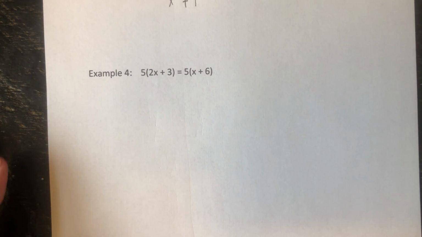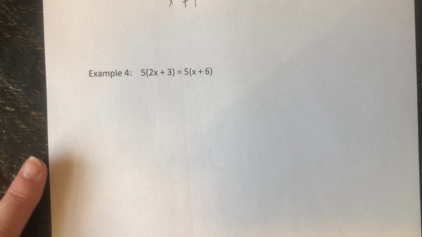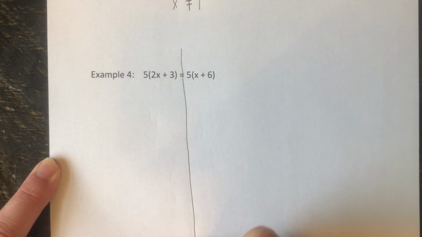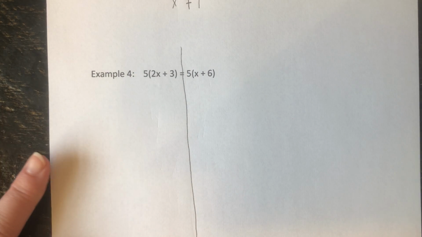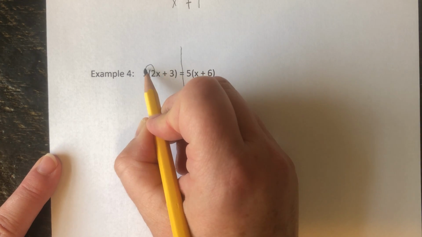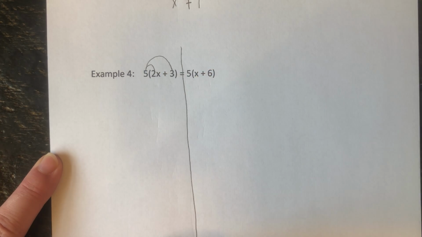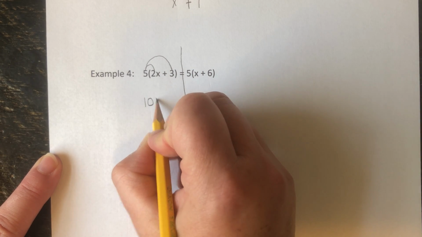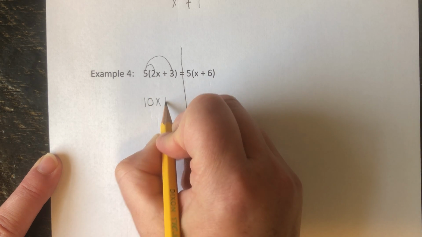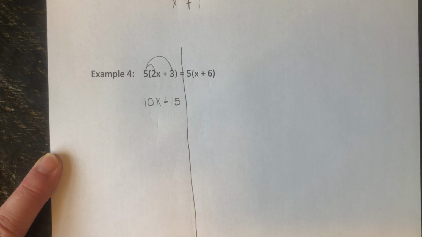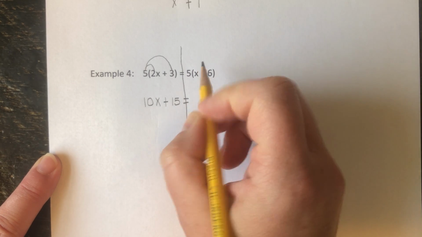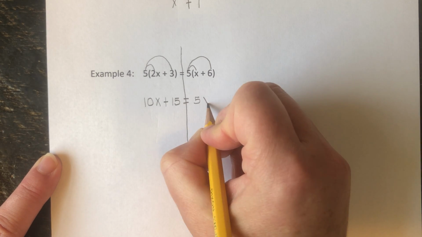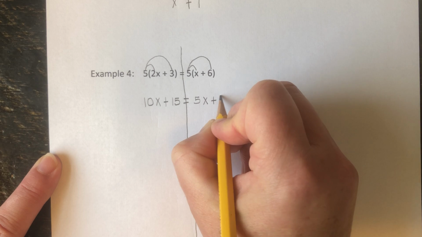All right. 5 times 2x plus 3 equals 5x plus 6. Let's separate the two sides of the equation and use distributive property on each side to simplify. So I have 5 times 2x and 5 times 3. 5 times 2 is 10, so 5 times 2x is just 10x. 5 times 3, bring down my plus 15, equals 5 times x and 5 times 6. 5 times x is 5x, 5 times 6 is 30.